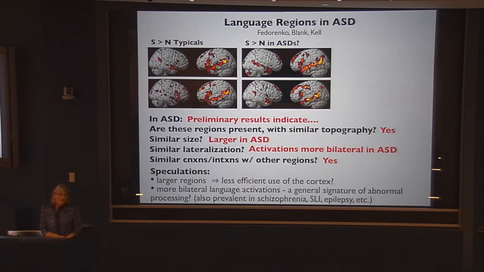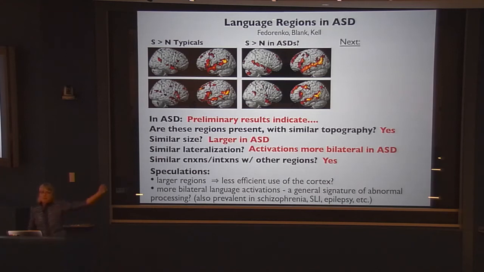But at his urging, I looked, and we don't see any significant sex differences in any of the measures I'm going to tell you about here that show a difference between people with autism and typical subjects. There are some trends that he's excited about, but they're not even close to significant.